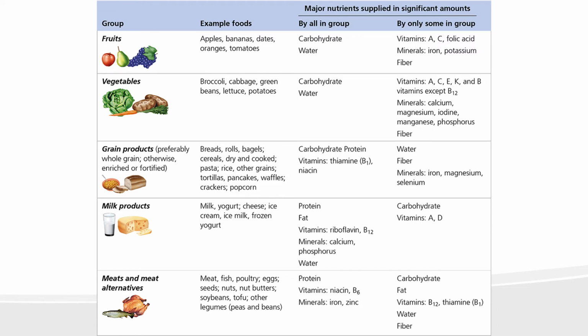Grain products, carbohydrate, protein, vitamins, thiamine, B1, and niacin. Provided by only some in the group, water, fiber, minerals, iron, magnesium, selenium. Milk products, protein and fat, vitamins, riboflavin, B12, minerals, calcium, phosphorus, and water. Provided by only some in the group, carbohydrates, vitamins A and D. And meat alternatives: protein, vitamins, niacin, and B6, minerals, iron, and zinc. Provided by only some, carbohydrates, fat, vitamins B12, thiamine, water, and fiber.